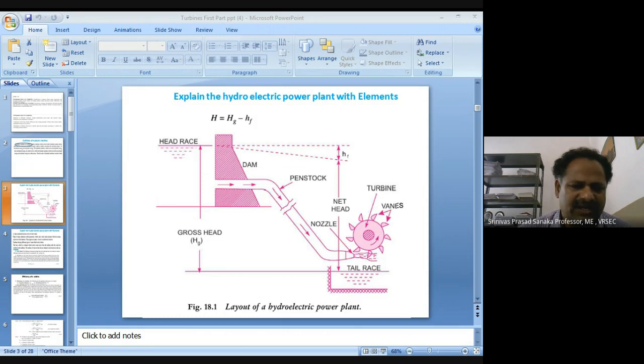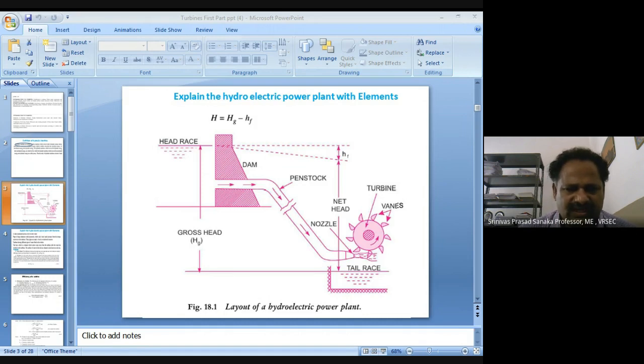Gross head is the difference between the head race and tail race, and HF is the frictional head loss. If you subtract the frictional head loss from the gross head, the head is called the net head. Actually, the net head is the only head available at the inlet of the turbine. Therefore, we have to see that the net head value should be high.